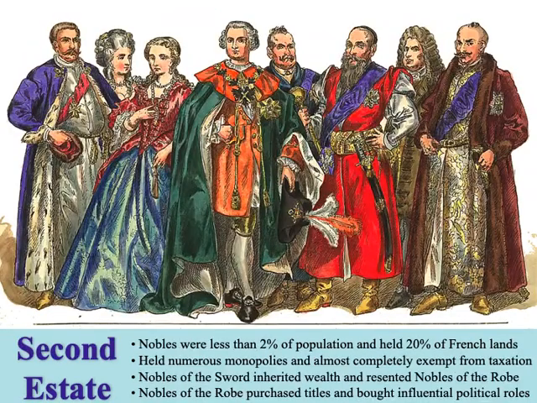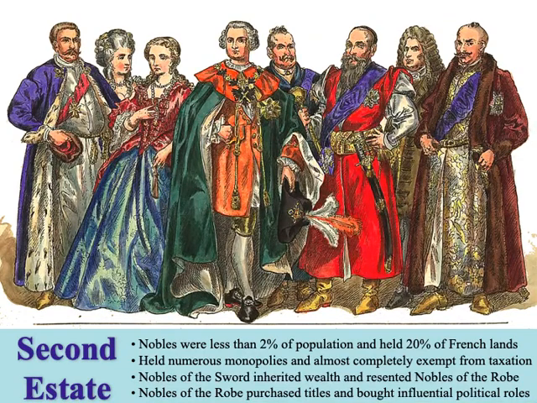The second estate was the nobility. They represented 2% of the population, but controlled at least 20% of French lands. They held numerous monopolies. They were almost completely exempt from taxation. They, too, are living a very decadent and indulgent lifestyle without putting any money into the national treasury.